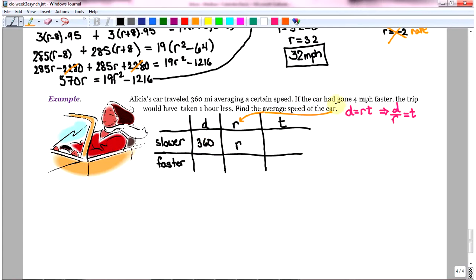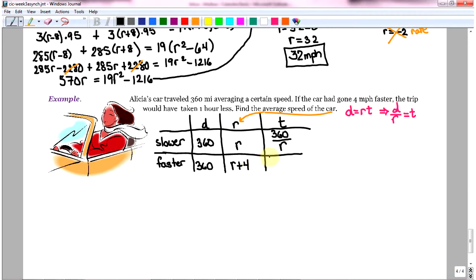Now, since they tell us if the car had gone 4 miles per hour faster, so meaning if it traveled r plus 4 miles per hour and went the 360 miles at that speed, the trip would have taken 1 hour less. Well, I don't know how many hours it took when she was going her slower or her initial speed. So we're going to use the expression t equals d over r. So we'll have our distance, 360, divided by r.